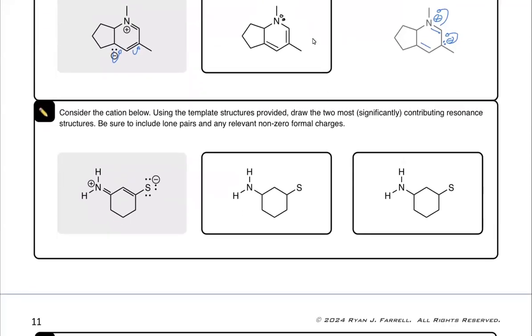All right, moving on to the next example, we're just going to draw the next two resonance structures. All right, we have a positive and a negative. Let's move the negative towards the positive. I'm going to take that lone pair from the sulfur, make a pi bond, and then break the adjacent pi bond. Sulfur pi bonds to the carbon. Sulfur is now neutral, and I break the adjacent carbon-carbon pi bond, leaving that carbon negative.